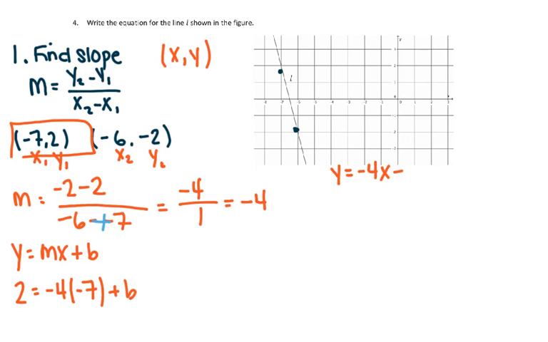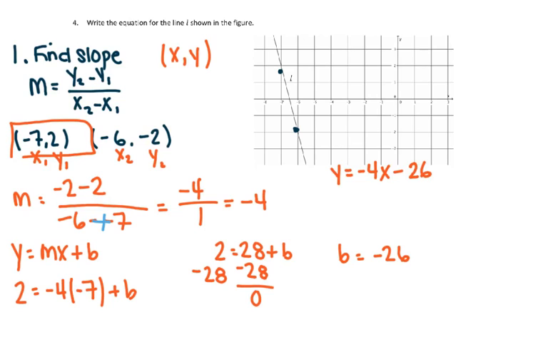So first I'm going to multiply negative 4 by negative 7. And remember, a negative times a negative is a positive. So I'm left with 2 equals 28 plus b. And let me just confirm, 4 times 7 is 28. Yep. Okay, now I'm going to subtract 28 from both sides of my equation because I'm trying to get b all by itself. So when I subtract 28 from 2, I get b equals negative 26. And so I'm going to add that into my equation. So my equation is y equals negative 4x minus 26 because my y-intercept is negative.